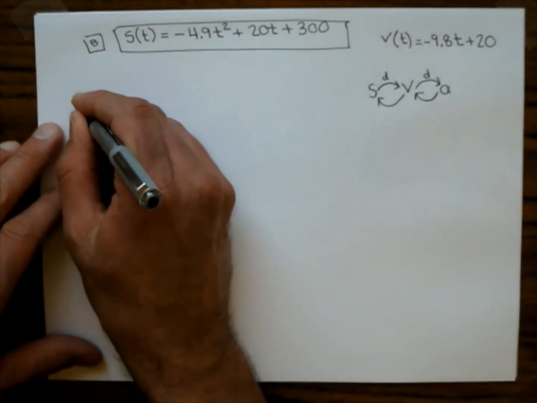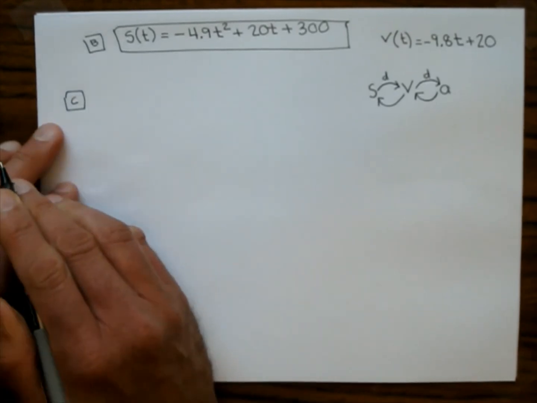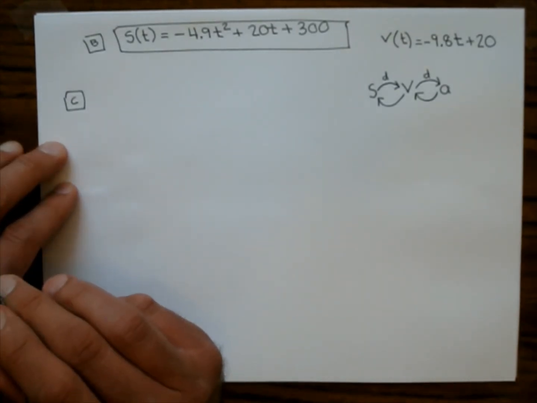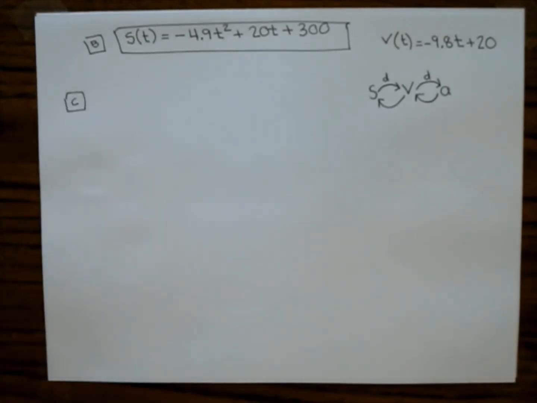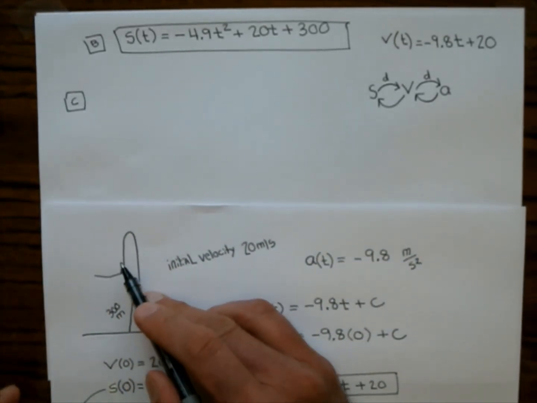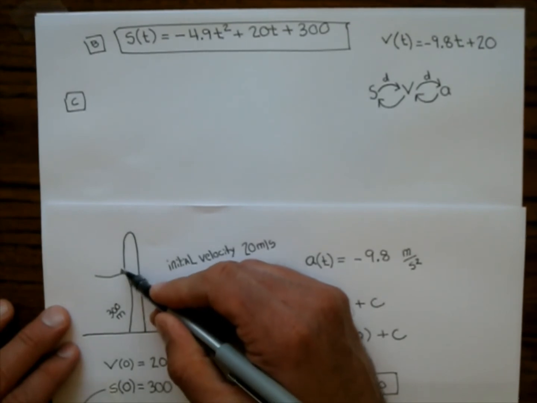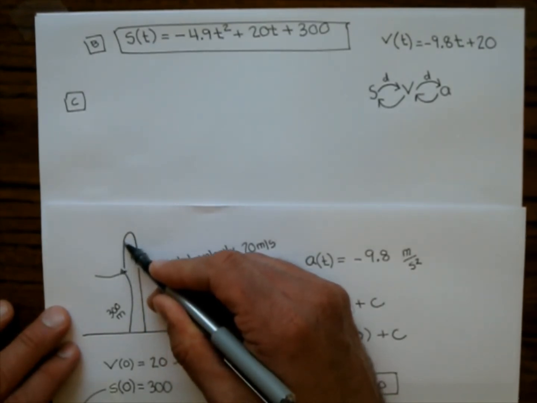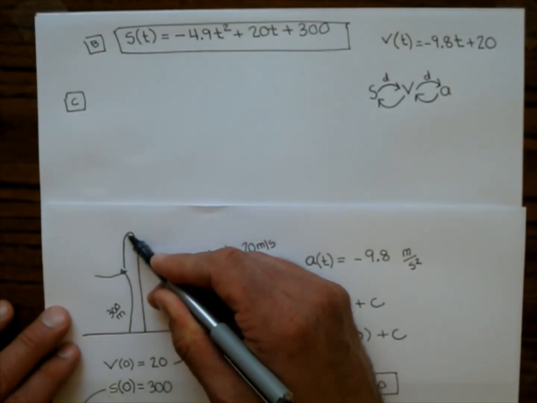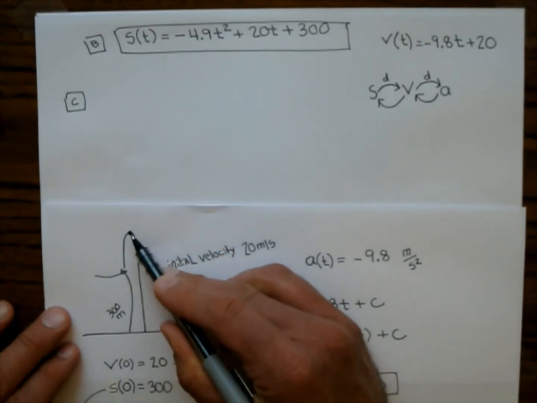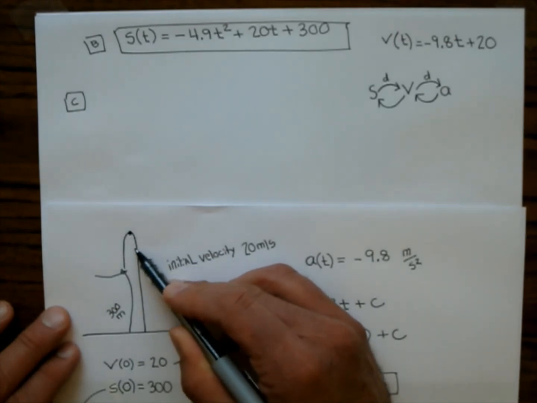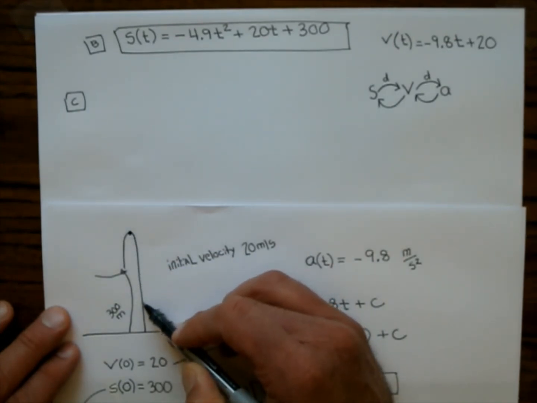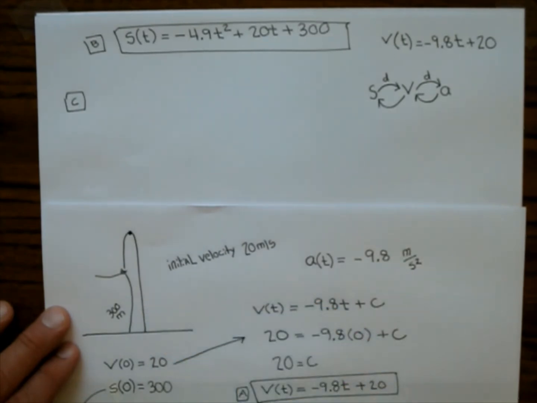Okay, part C. Part C asks this: find the time when the object reaches its highest point. So the time when the object reaches its highest point, the velocity here is positive, but it's slowing down, and then right here is the highest point. That's when the velocity is 0. And then after that, the velocity is always negative, and it's increasing until it hits the ground.